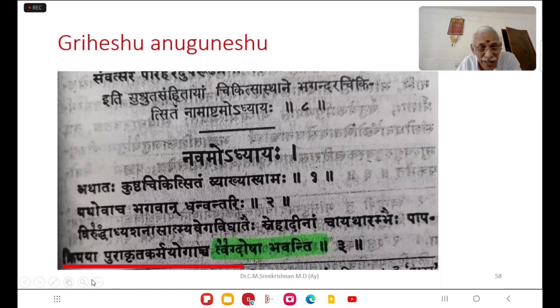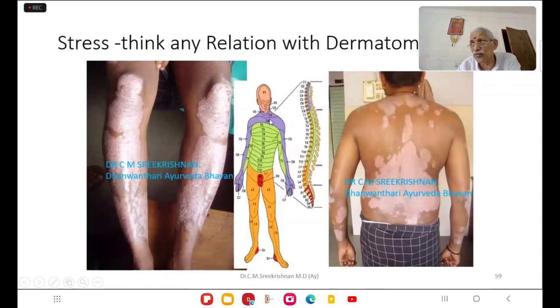Purvajanma Karma Yoga. Some problems in the Dharma we cannot explain. But even though we are giving the medicine properly, even though the patient is keeping a proper lifestyle, if some patient comes and it is not working properly, then we will come to the astrological consultation. And by that, I think, as I told you, some force is working.